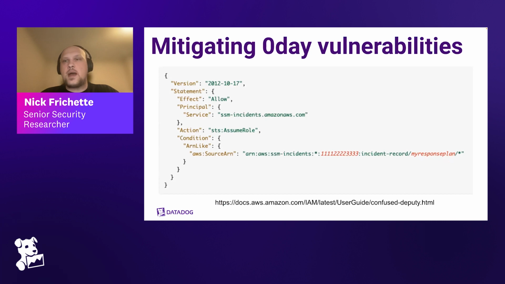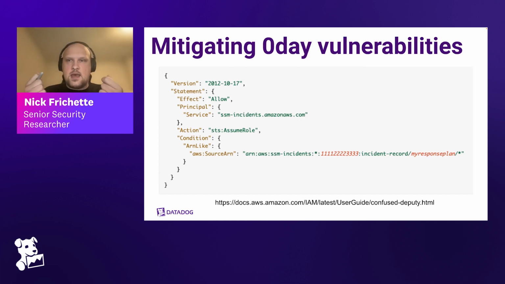Now, one question you might be wondering is, is there any way that this could have been prevented as a customer? The problem with zero-day vulnerabilities in the cloud is that oftentimes you don't have a lot of tools in order to mitigate them or to prevent abuse. In this situation, because it was an example of a confused deputy attack, there actually is an opportunity or a method by which you can mitigate that potential risk.